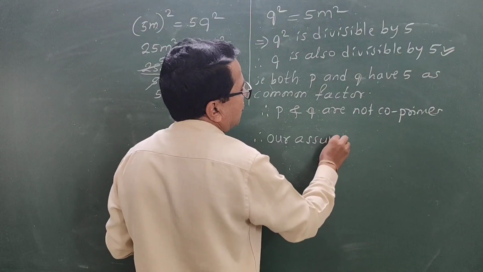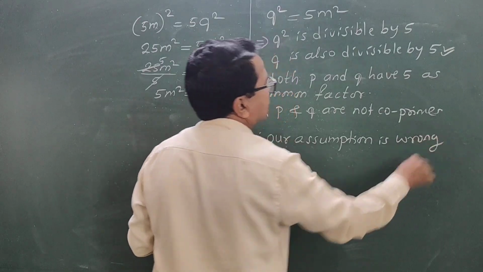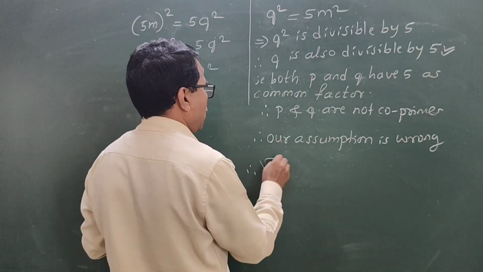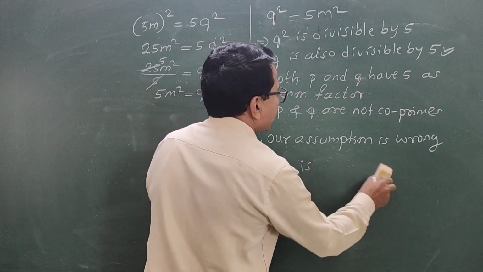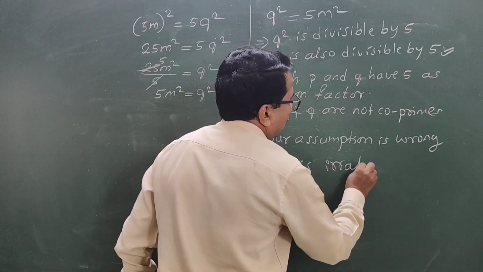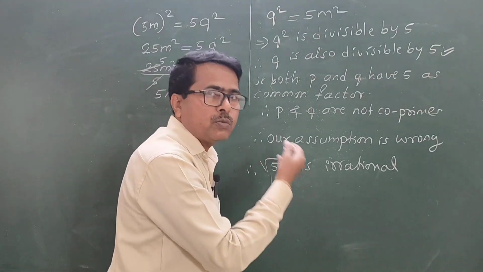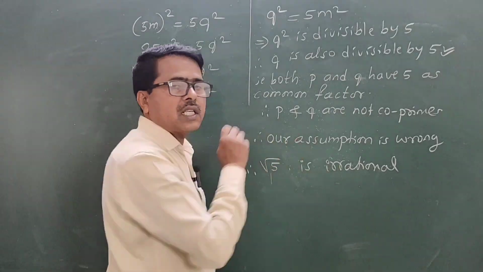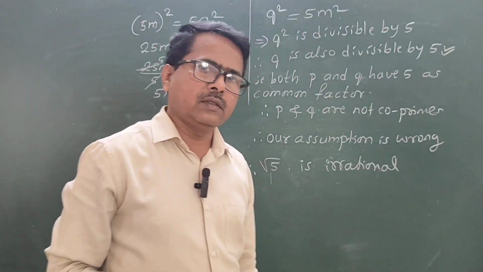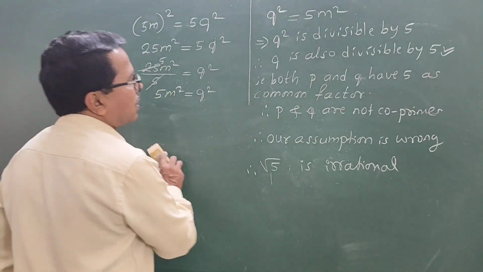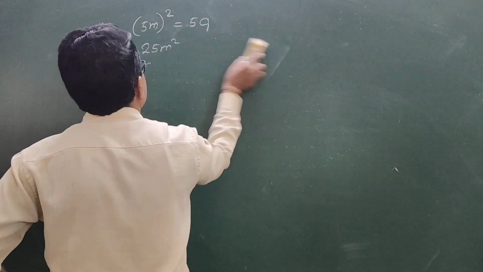Our assumption is wrong. Then what is right? Therefore, square root of 5 is irrational. Our assumption was that square root of 5 is rational, but that assumption is wrong, meaning square root of 5 is irrational. This is how we can prove square root of 5 is irrational. Okay, students? If you did not understand, see the video again, two times. You will understand.